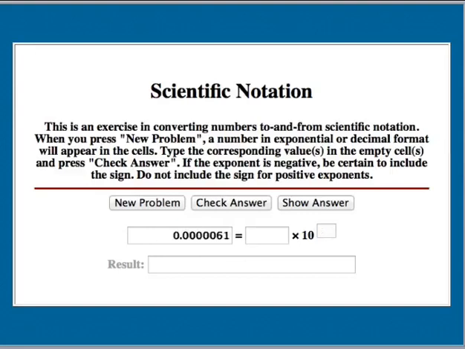And finally, go ahead and convert this to scientific notation. Our coefficient is simply going to be 6.1. In order to get there, we had to move to the right 1, 2, 3, 4, 5, 6 places. So let's say minus 6.